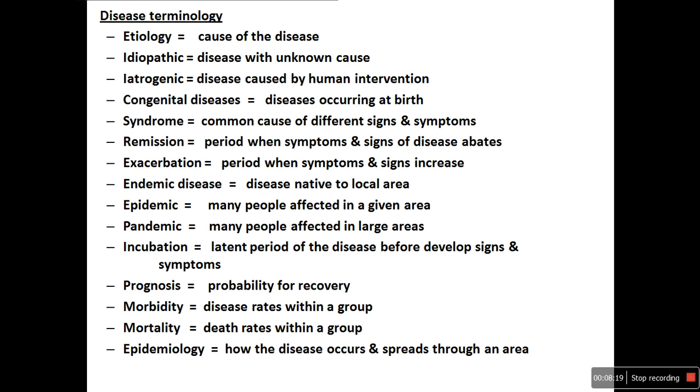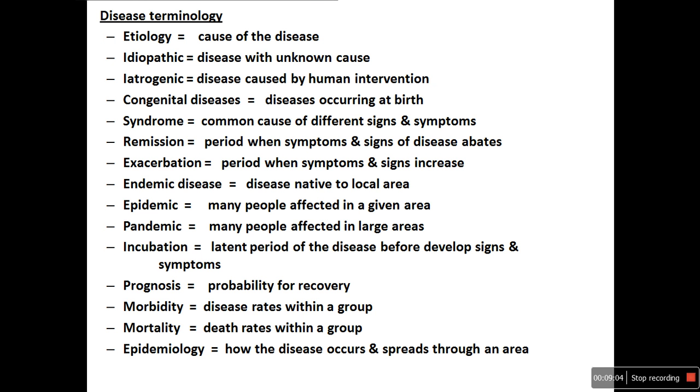And iatrogenic: disease caused by human intervention، عن طريق تدخل الإنسان. مرض محدث عن طريق تدخل الإنسان. That's iatrogenic. We have idiopathic, a disease with an unknown cause, and iatrogenic, disease caused by human intervention.